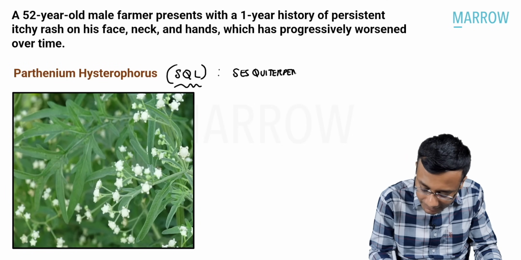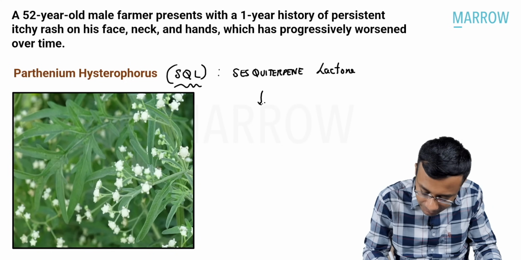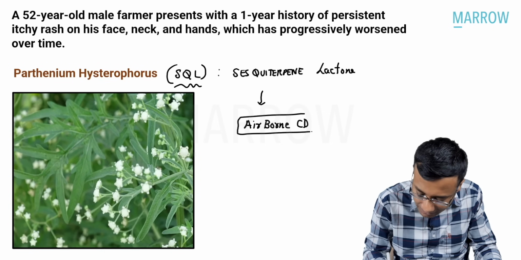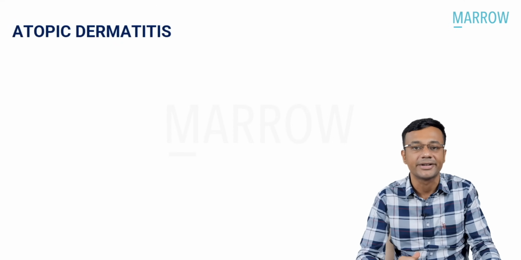What does Parthenium hysterophorus produce? It produces something known as airborne contact dermatitis. So airborne contact dermatitis happens because the allergens will settle in the air and the exposed parts of the body are going to get affected here.